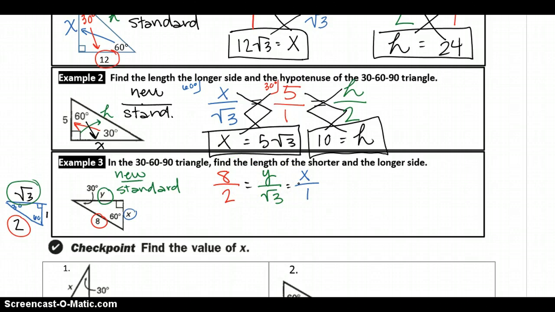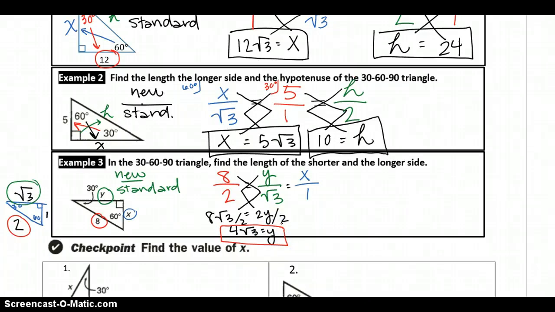So I have 3 ratios for our 3 sides that are all equal. I can cross multiply in order to solve. So first, I'm going to solve for y by cross multiplying 8 over 2 and y over root 3. So 8 times root 3 gives me 8 square root of 3, and y times 2 gives me 2y. In order to solve for y, I want y by itself, so I'm going to divide both sides by 2. And 8 over 2 is 4, so I have 4 root 3 is equal to y.